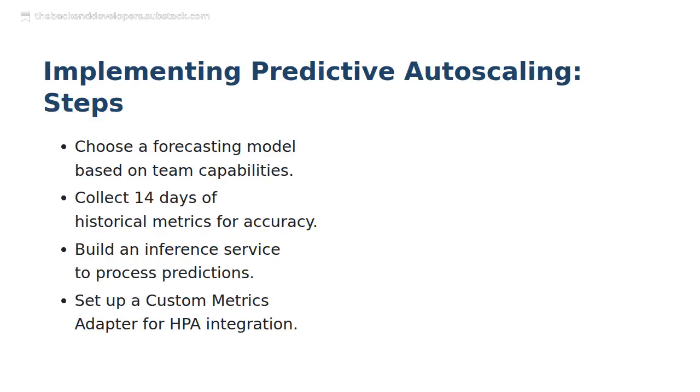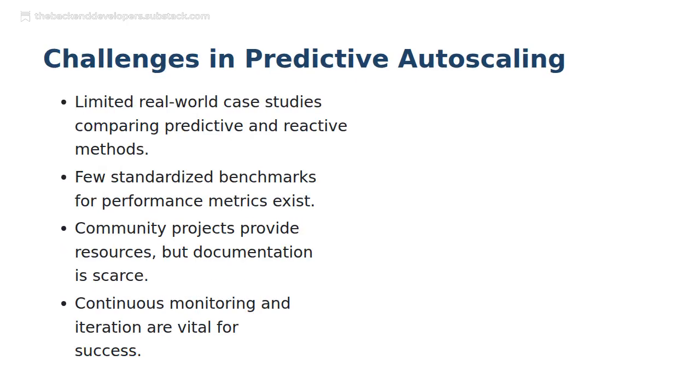Choosing the right forecasting model is crucial. It should align with your team's expertise. Collect at least 14 days of historical metrics to ensure accuracy. Next, build an inference service that processes these metrics to provide reliable predictions. Finally, integrate a custom metrics adapter to connect your predictions with the horizontal pod autoscaler, enabling seamless autoscaling based on forecasted needs.